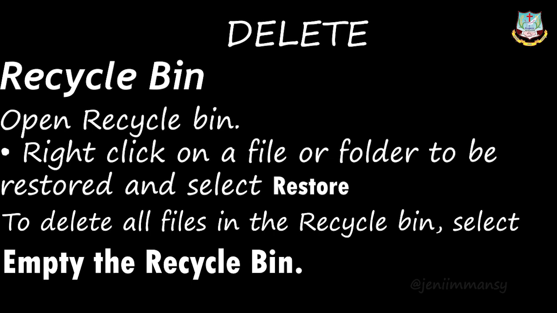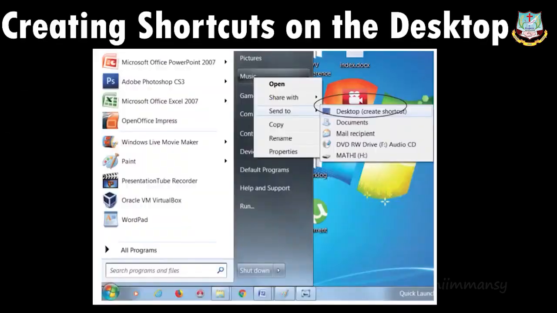So it will be present in that place itself. Next one is creating shortcuts on the desktop. Okay, if you have a file or any icon inside any drive, you can right click on it, and it will have a send to option, and from there, create shortcut to desktop. One option like that will be there, and you can just select that.